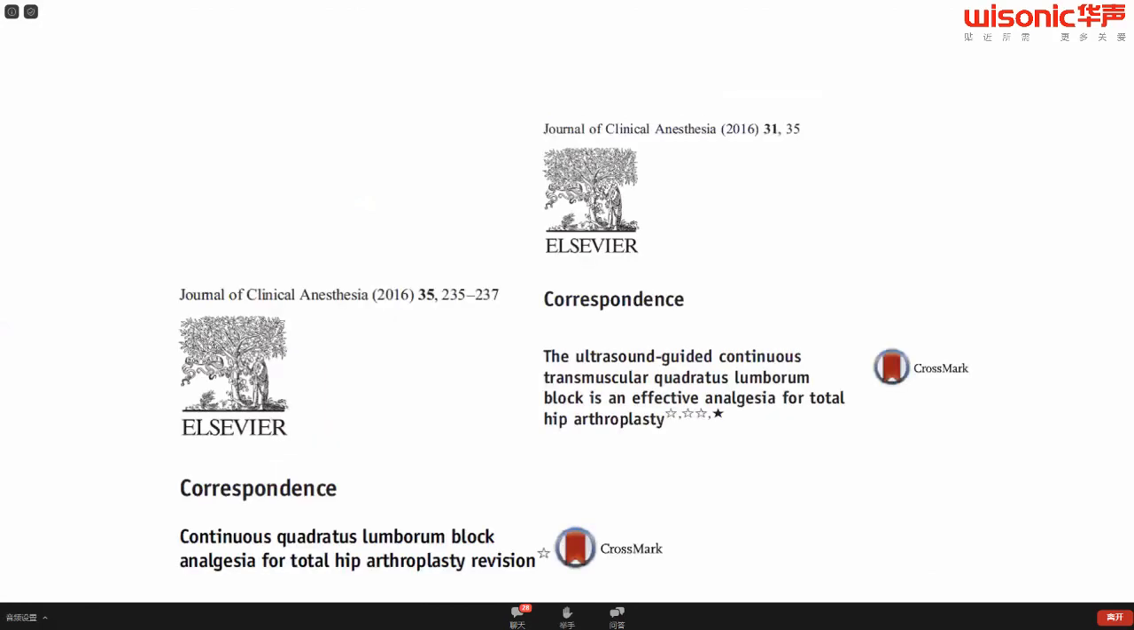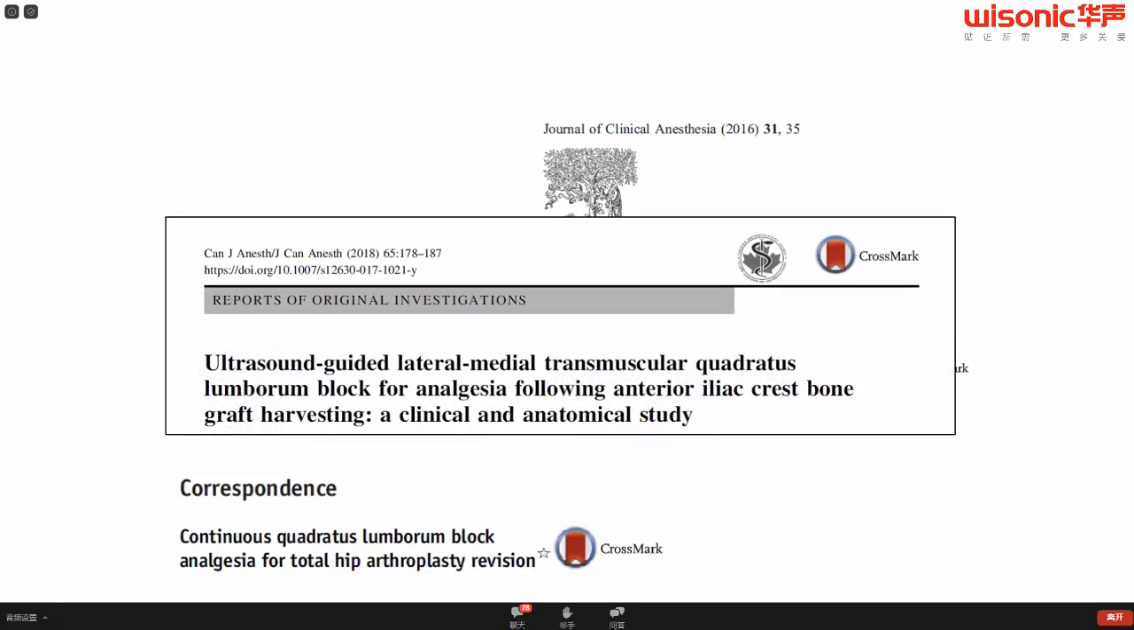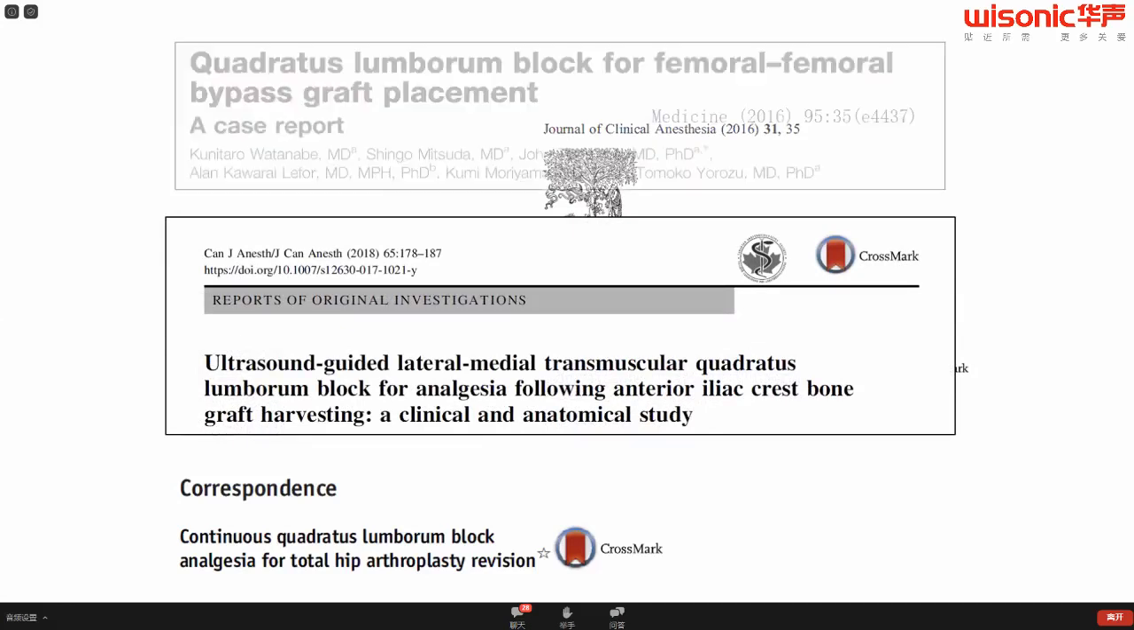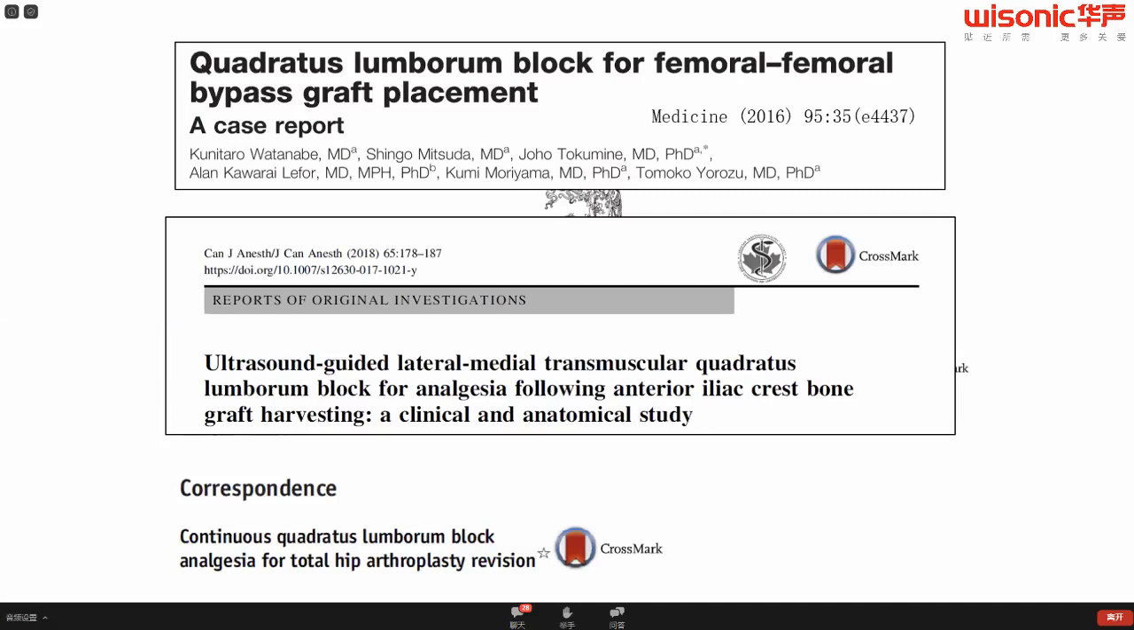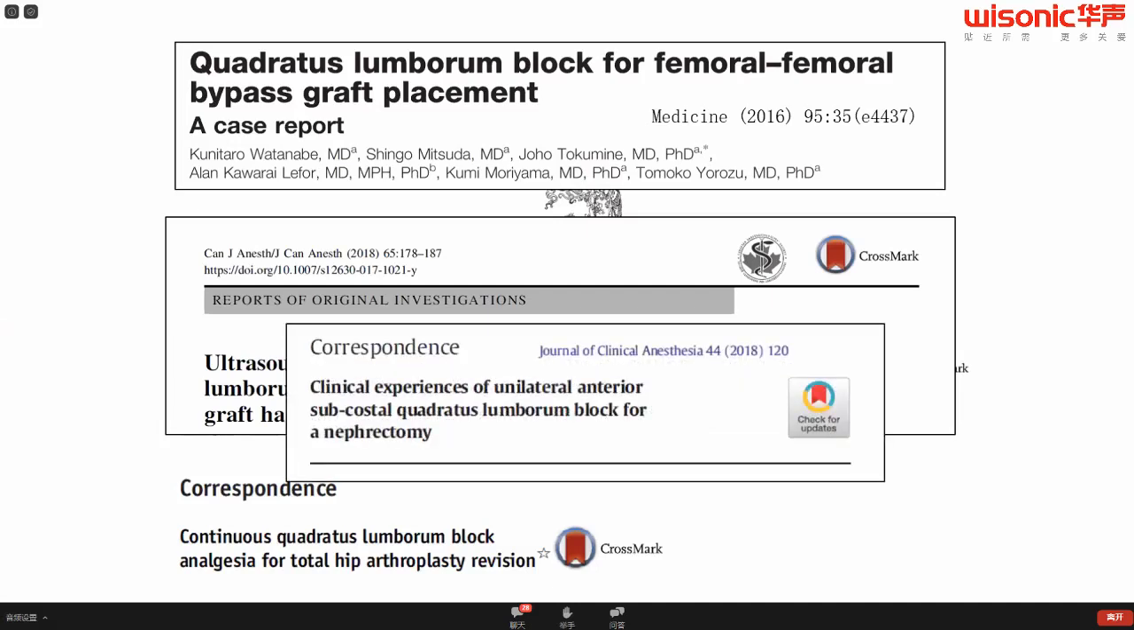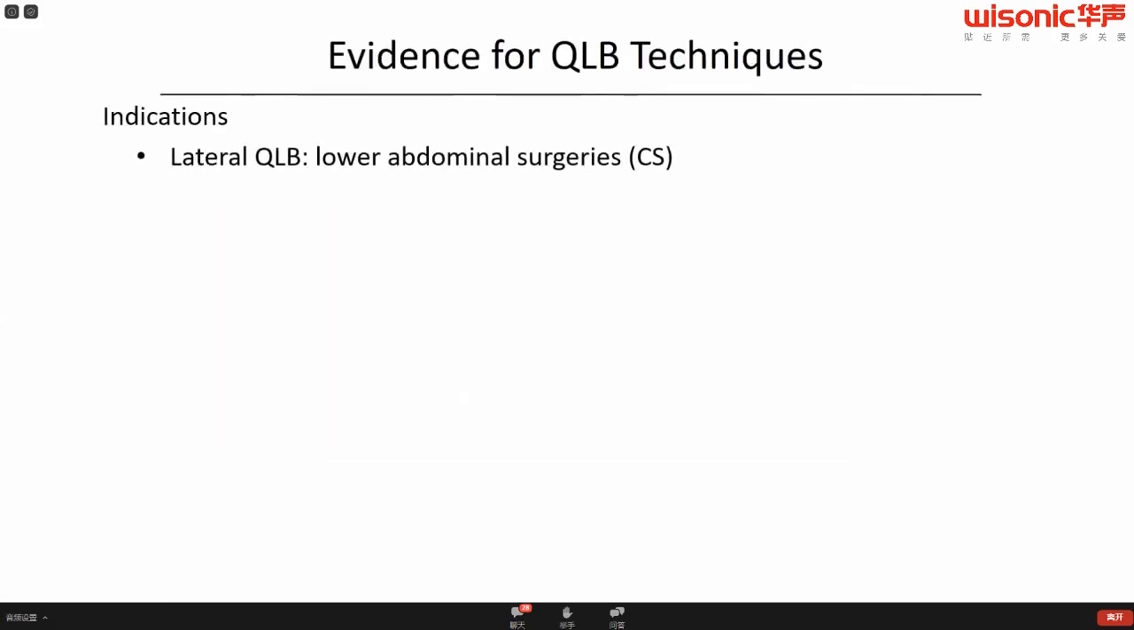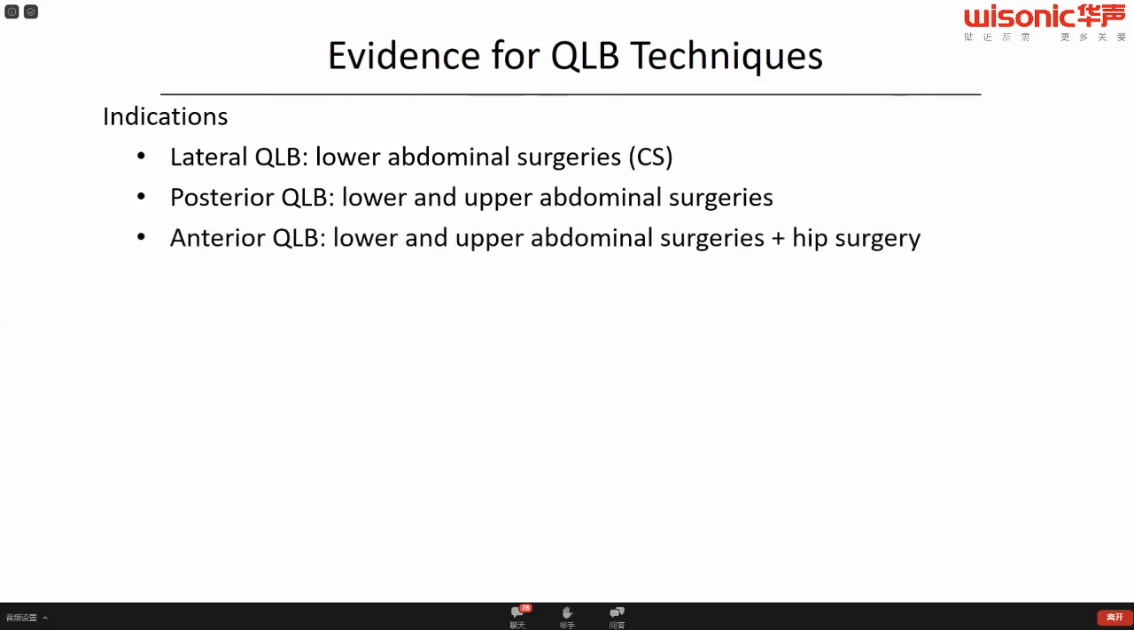There are many other case reports or studies for different kinds of operations. You can see here for total hip arthroplasty, the effectiveness of transmuscular quadratus lumborum block, again transmuscular quadratus lumborum block for iliac crest bone harvesting, for femoral bypass graft placement. What is the evidence for the QLB techniques? Indications for the lateral QLB are lower abdominal surgeries, for the posterior QLB, lower and upper abdominal surgeries, for the anterior quadratus lumborum block, lower and upper abdominal surgeries and hip surgery.